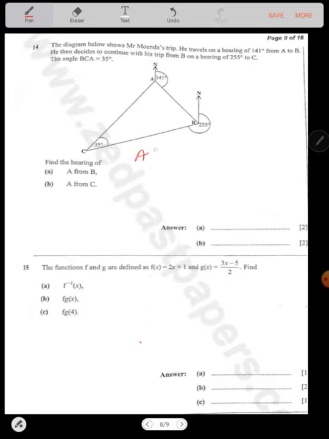Now F from B is the same as B to A. Now we want a bearing of A from B. And since we are starting from B, we draw our North Pole, which has already been drawn for us. And the angle that we need is all the way from there up to where A is. You always go clockwise, so up to where A is. And what we need is this angle plus this angle here, or you can just find this angle, then subtract it from 360.